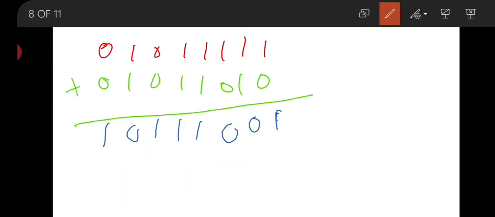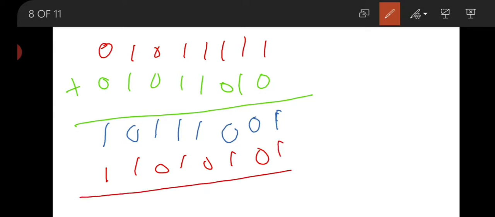Now let's add data unit 4. Now add data unit 4. 1 plus 1 is 1 1, 0 1, 0 1, 0 1. Now add this again.